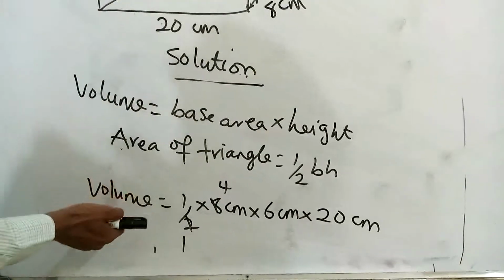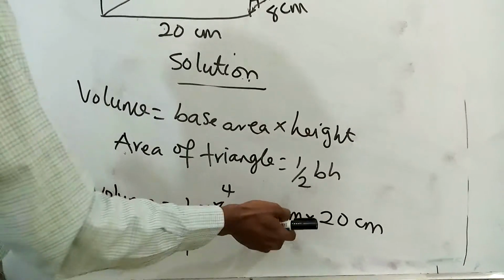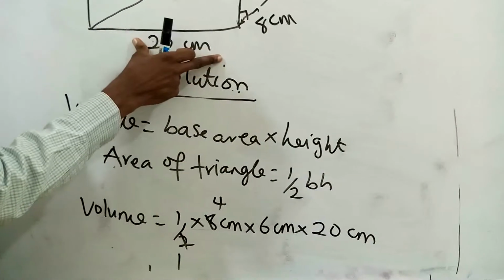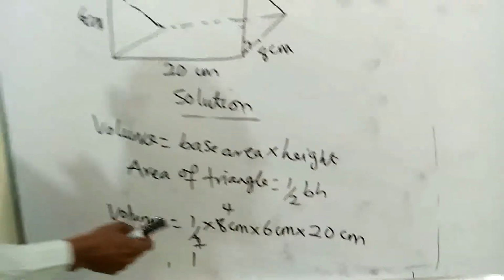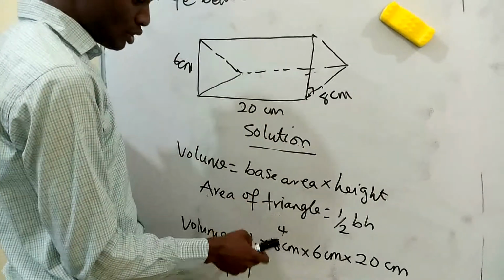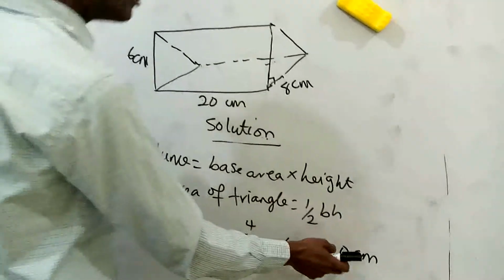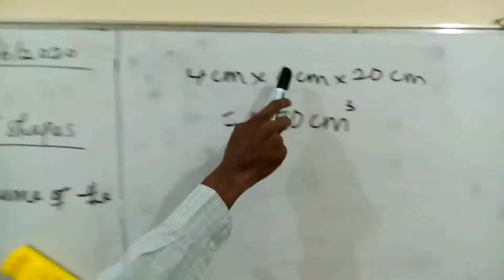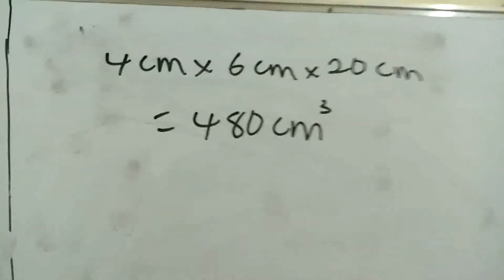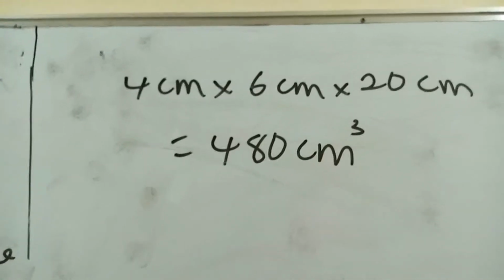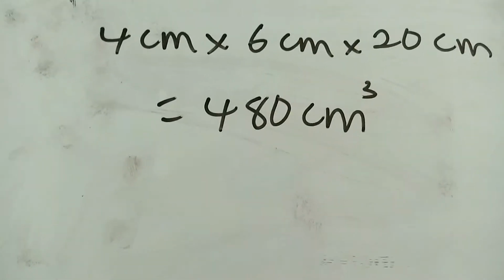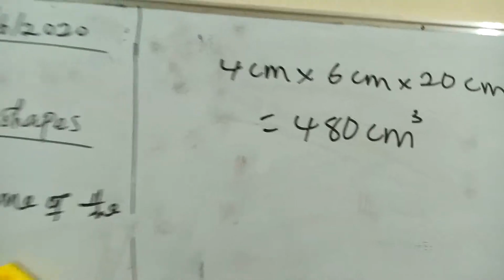So we say volume is half times base times height of the triangle, then times our general height of the figure, which is 20 cm. So 2 into itself is 1, into 8 we have 4. So 4 cm times 6 cm times 20 cm. 4 times 6 we have 24, and 24 times 20 we have 480 cm cubed. So the volume of our triangular base prism is 480 cm cubed.